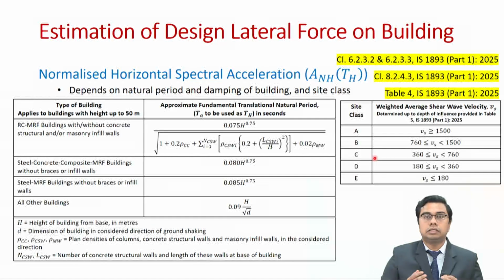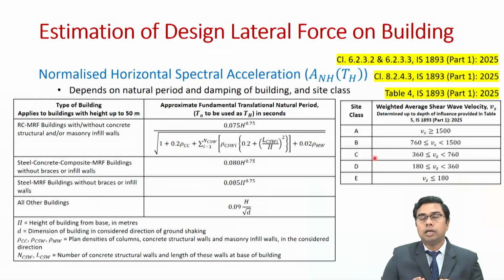Further on, the sites are classified into 5 classes A, B, C, D and E based on weighted average shear wave velocity of the soil, which is determined up to the depth of influence. Again, the depth of influence is further defined in the code IS 1893 part 1. So, you must look into the code. Therefore, I suggest you to always have a copy of the code available at your desk, so that you can refer whenever you need it.